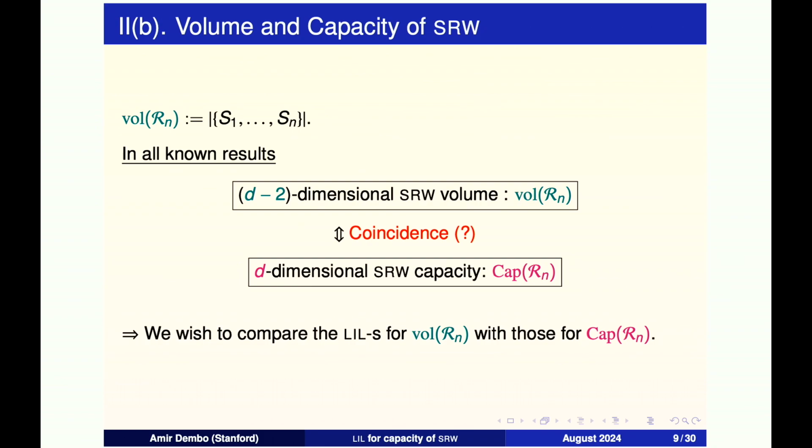Do we have some kind of a magical mapping relating this to that object, or is it because the proofs are also following similar lines? Now, we want to compare the result for LIL for the volume, which was known already, with the new result we got for the capacity. And for your convenience, whenever there is a capacity, I will use a magenta color, and whenever there is a volume, I will use a teal color. So you can see on the slides.